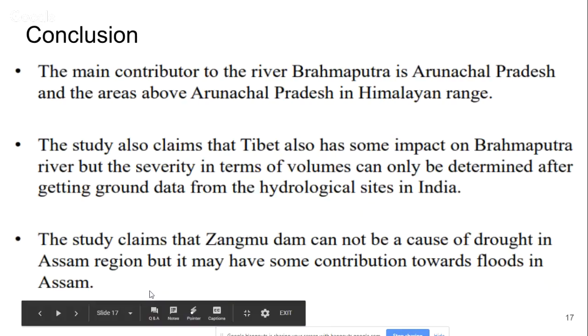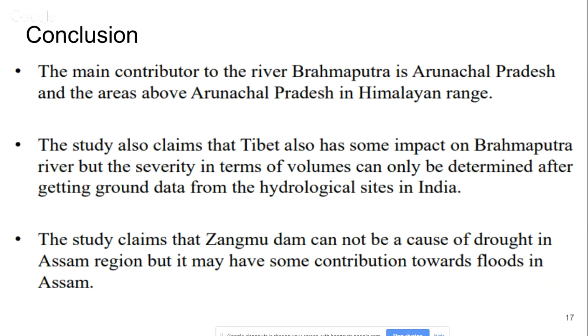So just to give a concluding remark, the main contributor of the river Brahmaputra is still, as far as the study is concerned, Arunachal Pradesh. So there is no chance that if the river Sangpo is diverged some other way, into some desert of China, we will not receive any kind of drought. That is good news for us, for Indians. But it has a very good impact on the floods.